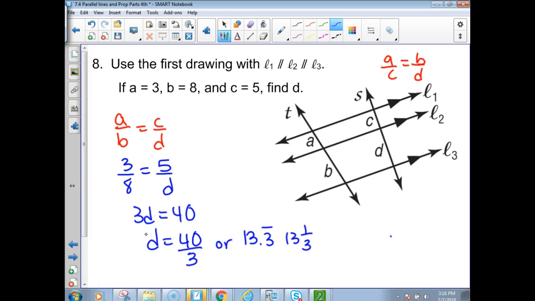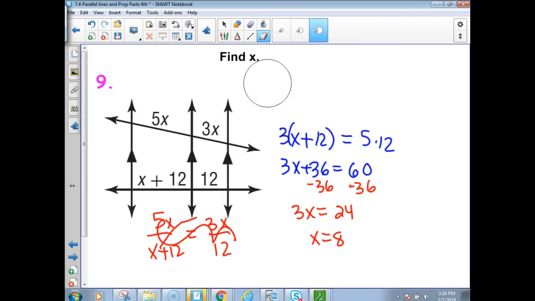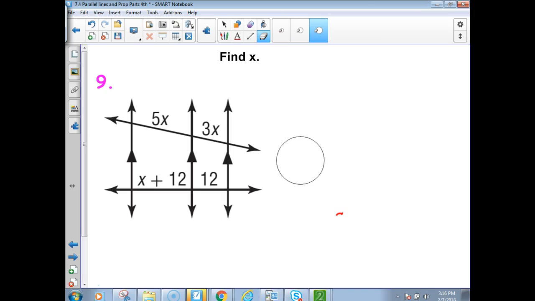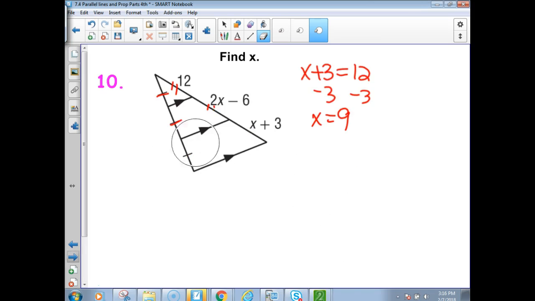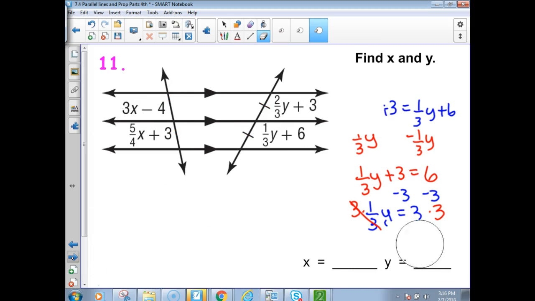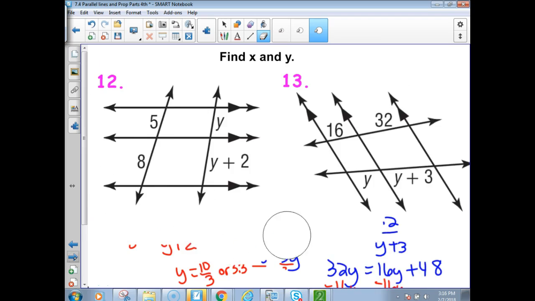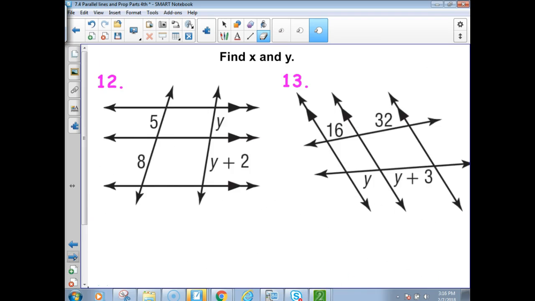Oops. Number 9. Oopsie, I have to erase. All right. Now, I have a reason the way I want to do this one. So, if anybody already set it up, do you have a 5x and a 3x, one on top of the other? And that's going to be a problem if you don't, because I'll show you why.